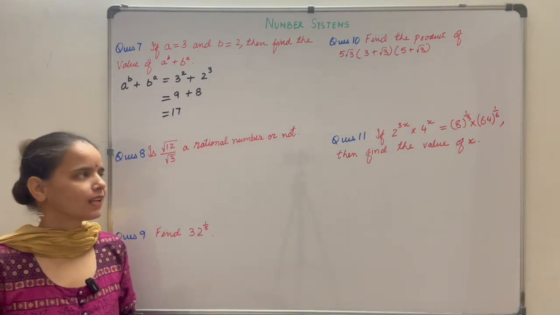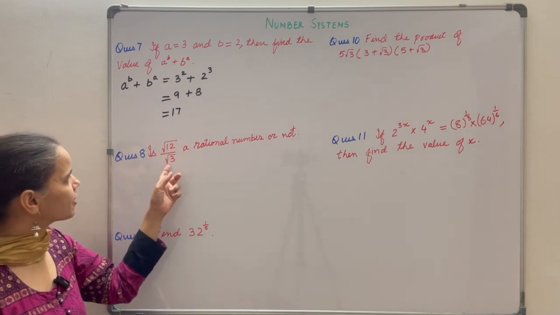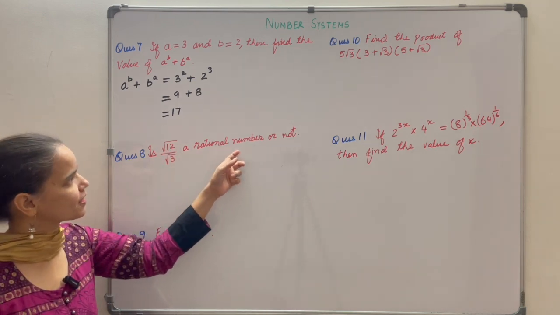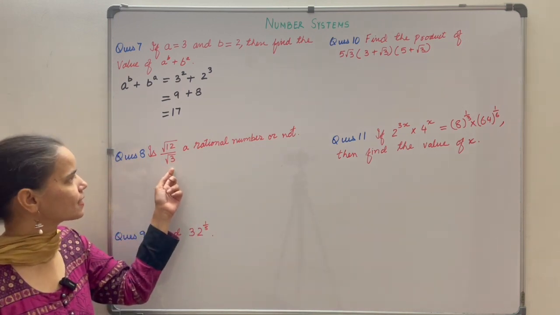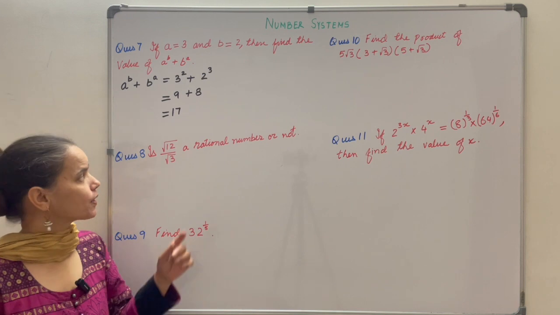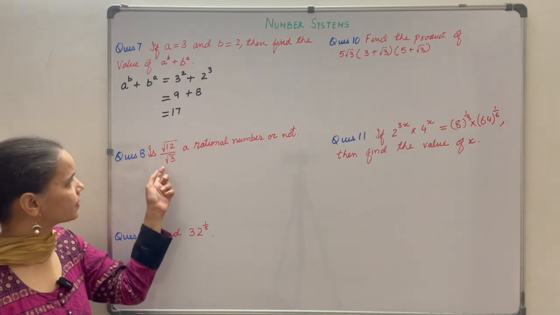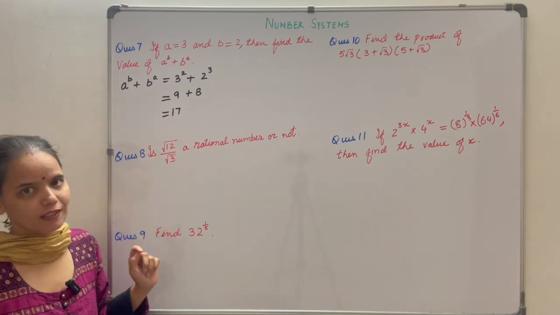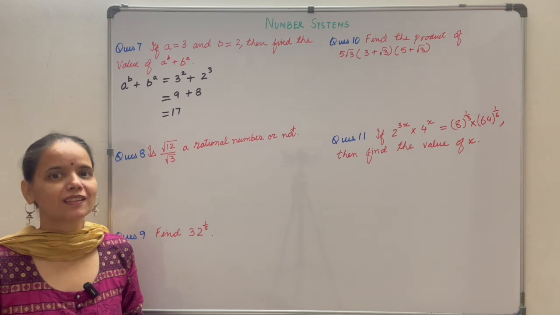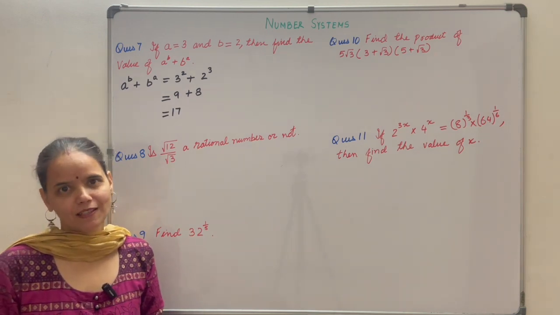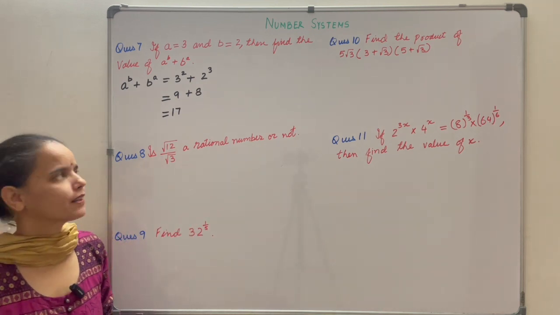Let us now take the 8th question. Is square root of 12 divided by square root of 3 a rational number or not? So you need to find out whether this is a rational number or not. You can see here in the numerator you have square root of 12 and in the denominator you have square root of 3. So you are dividing an irrational number by an irrational number. So the answer can be a rational number or an irrational number. So let us solve it and find it out.